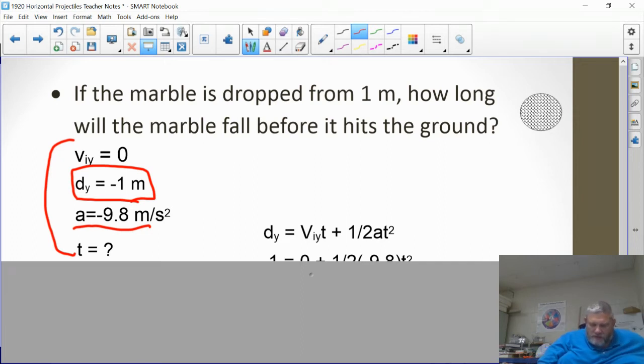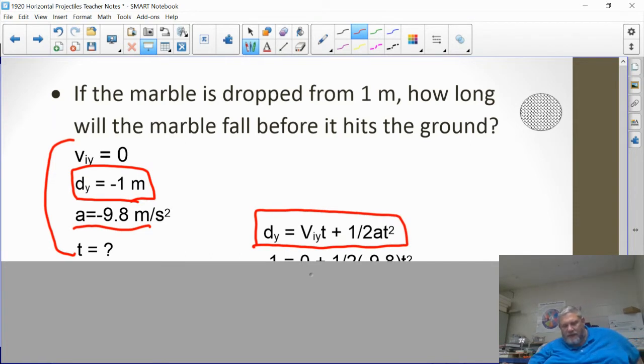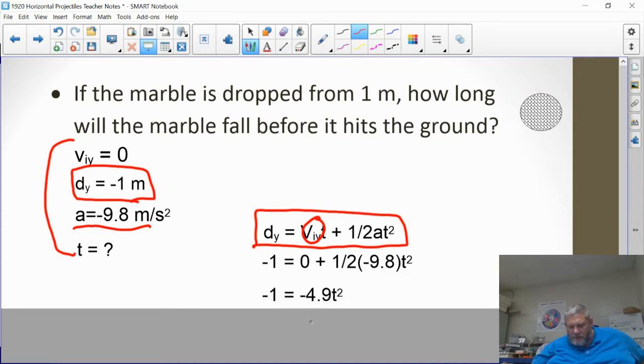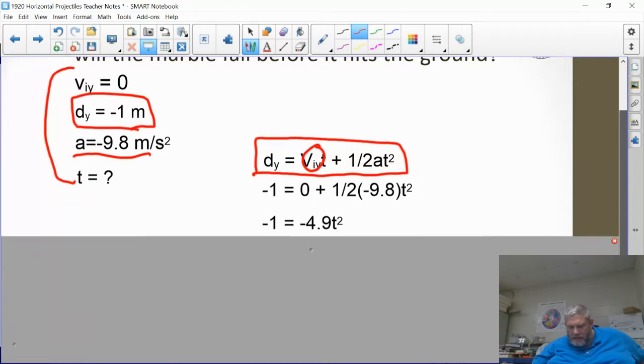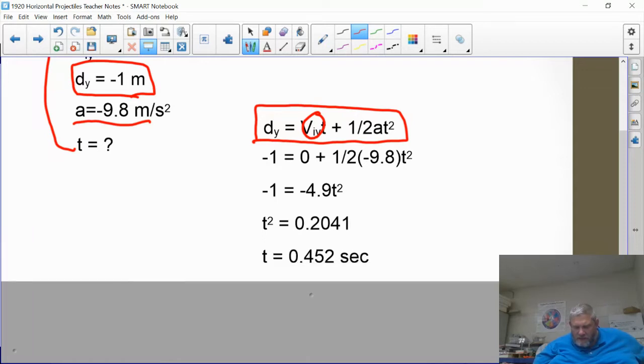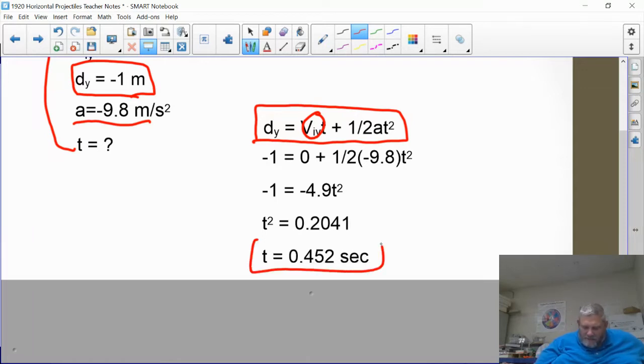If we look at our kinematic equations, this is the one we're going to use: dy equals vi t plus 1/2 a t squared. Vi is 0, so it basically is just 1/2 a t squared. So -1 is equal to 1/2 times -9.8 times t squared. So -1 equals -4.9 t squared. Then we divide both sides by -4.9, and we take the square root. So the time it takes to fall is 0.452 seconds.